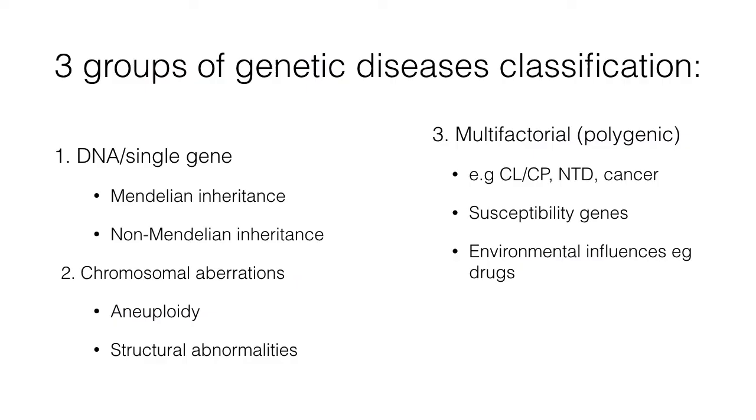So in genetics, we classify genetic disease into three. Number one, we have DNA or single gene disease. Number two, we have chromosomal aberration or chromosomal changes. Number three, we have multifactorial or polygenic. And sometimes there are environmental influences in this multifactorial or polygenic classification.